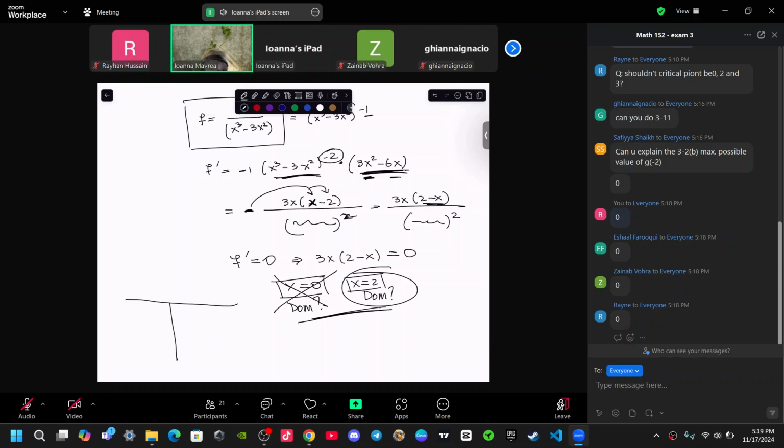Everything else, well, not everything else. Let's see what else is bad. So if I factor the denominator, it gets x squared, x minus 3. So something else is bad. X cannot be 0 and x cannot be 3.